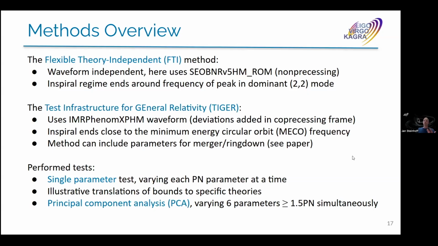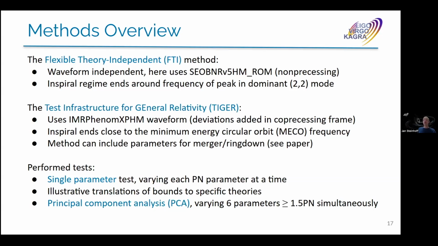Now, once one has these methods, there are different ways to proceed. The traditional way is to do single parameter tests in the sense that one varies one of the post-Newtonian coefficients, but not all at once, but one keeps the others at the GR prediction. The reason is that otherwise one gets very broad posteriors and cannot infer any constraints, any bounds. So this is why this is done. We also have in the paper translations of the individual tests of the post-Newtonian coefficients to specific theories, more for illustrative purposes.